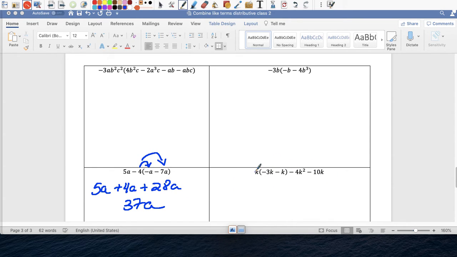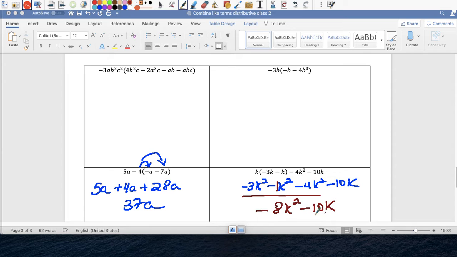Bunch of k's here. So positive times a negative is negative, and we get 3k squared. Positive times a negative is a negative again, and k times k is k squared. Minus 4k squared minus 10k. Lucky for us, it's written in order. Minus 3, so we can combine these three terms here. There's a 1 here, don't forget. So it's going to be negative 3 minus 1 minus 4. That's going to give us negative 8k squared minus 10k.